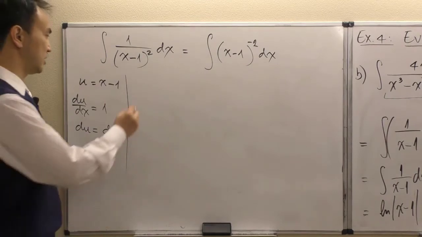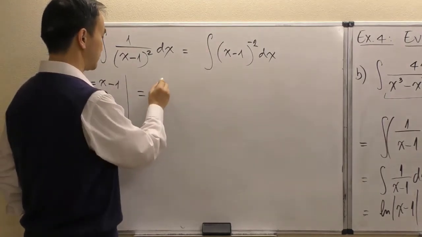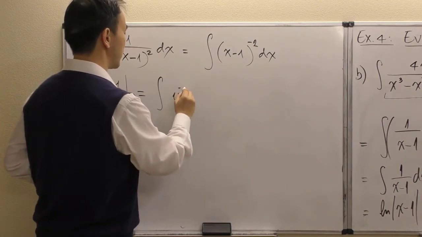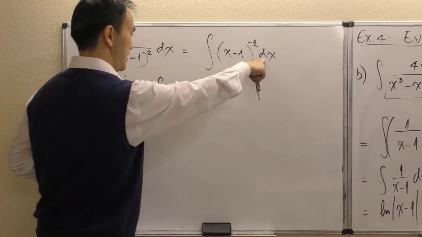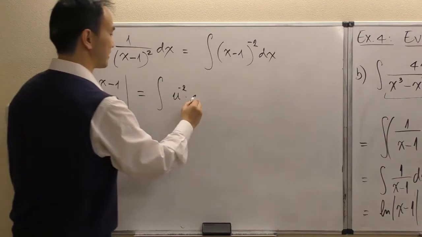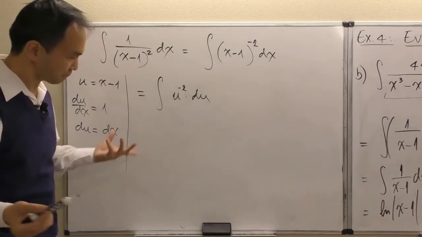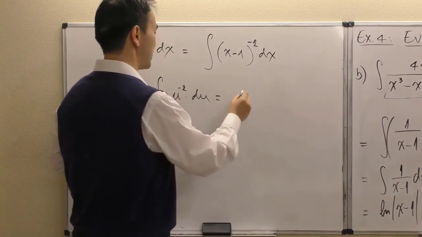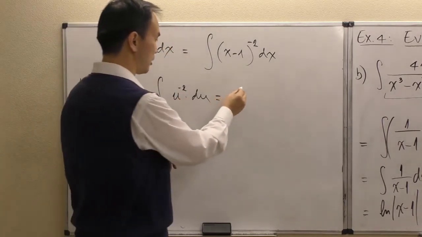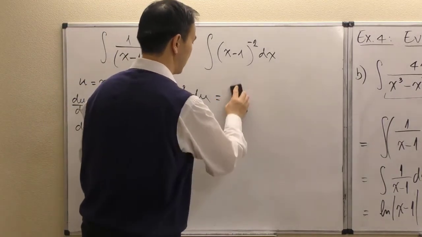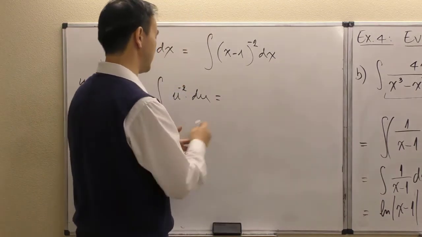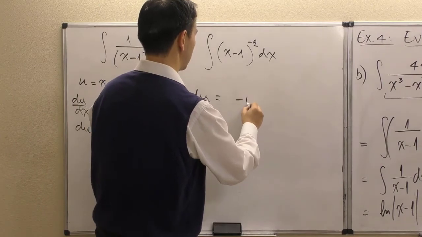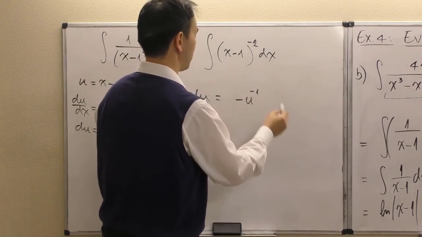What that means is this problem becomes u to the negative 2, with dx now substituted by du. That's just quickly how we can handle this problem separately. Now with this simple integral, we're ready for finding the final antiderivative for this particular term right here. So it's minus u to the negative 1 power, right?